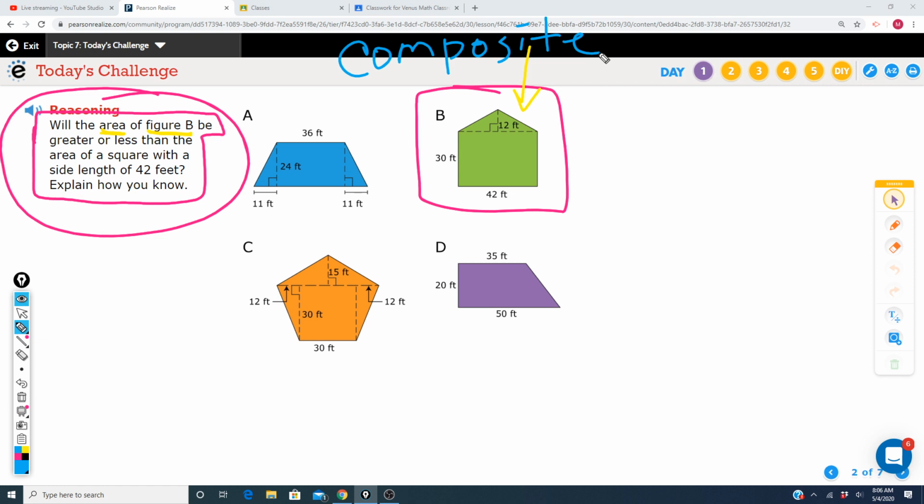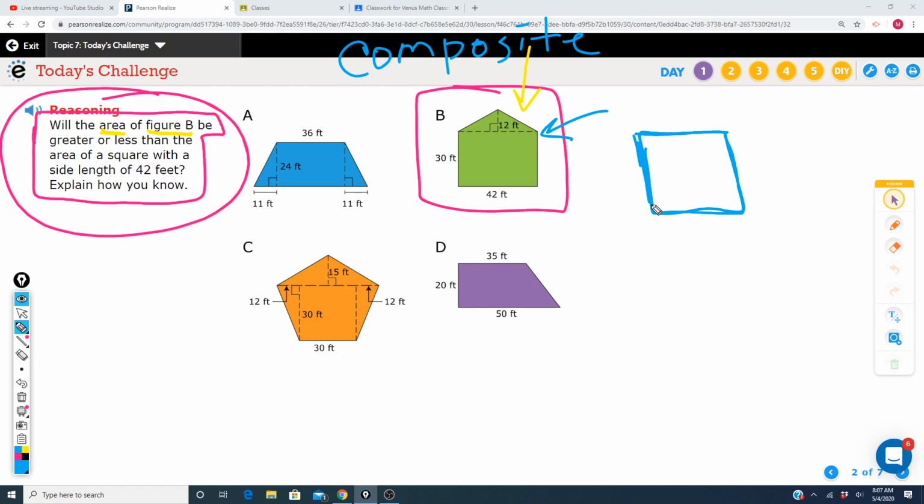So let's take the easy part first. We're trying to find whether this figure is going to be greater than or less than a square in area. So let's draw a square. And again, if you're following along with me, you just have a piece of paper. You can draw yourself a little fancy square right there.